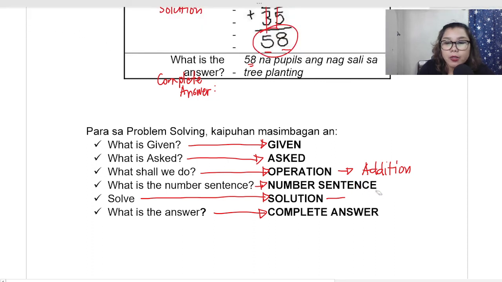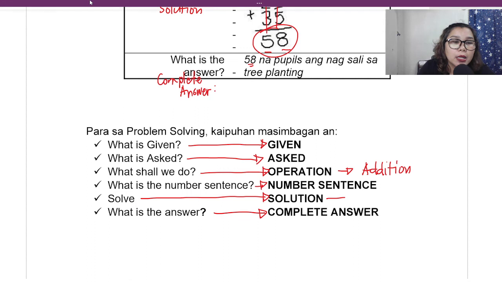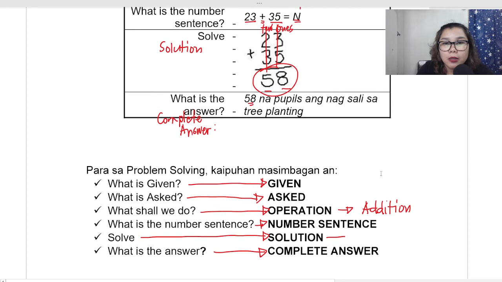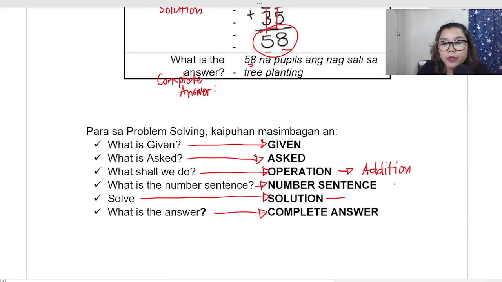Okay, if you notice, ang ating number sentence is 23 plus 35. Pahiga siya. So, you just need one line. Pero, when it comes to solution, you need a bigger space kasi you need to write it in column. Para, pag nag-solve kayo, kitang-kita nyo what are the numbers under ones.